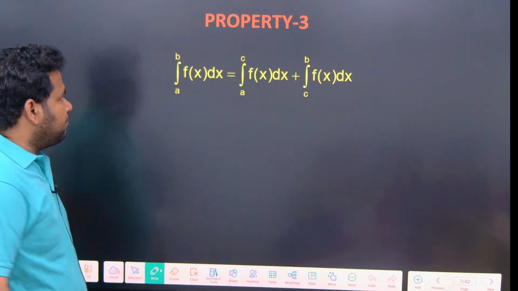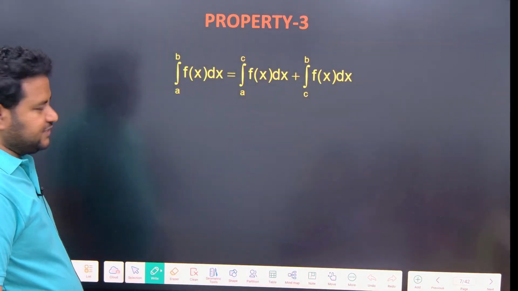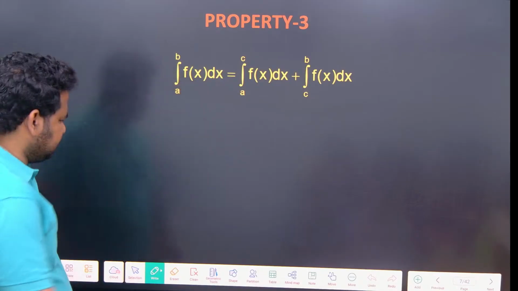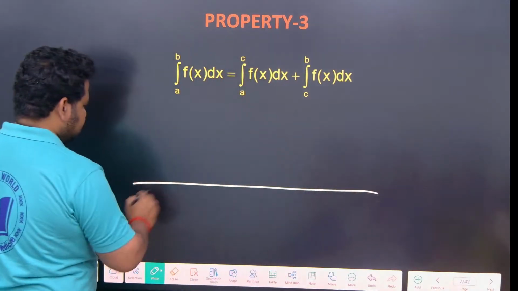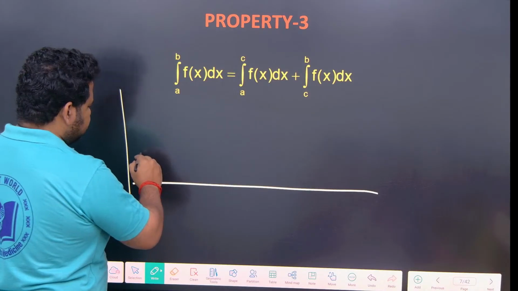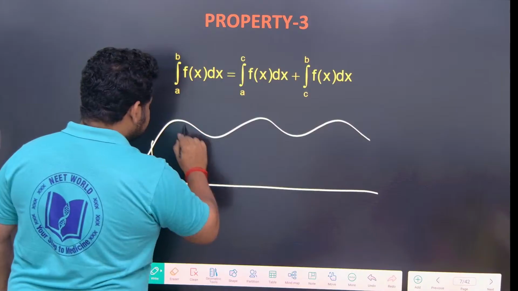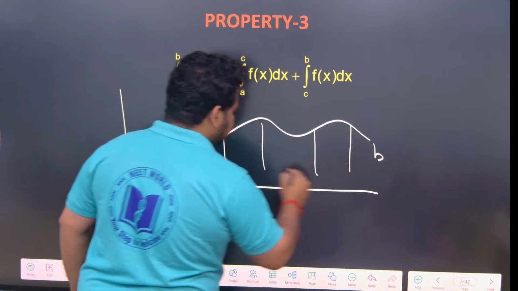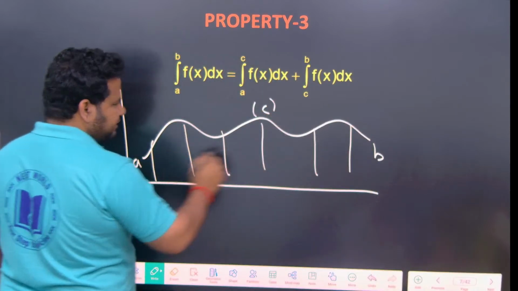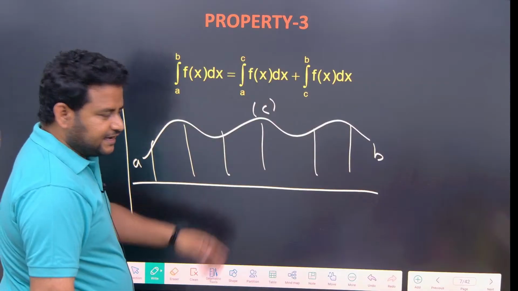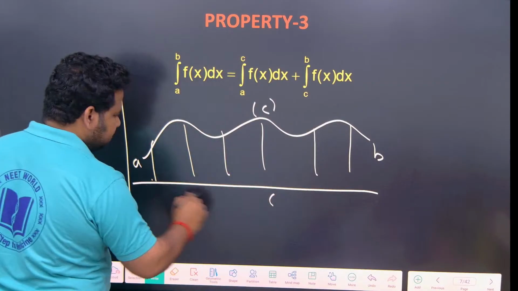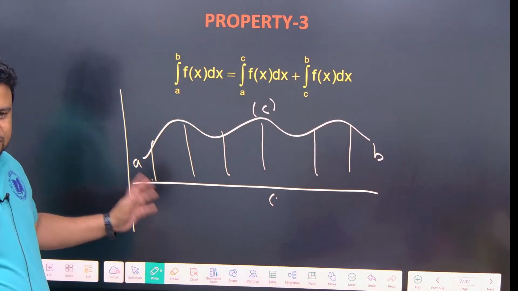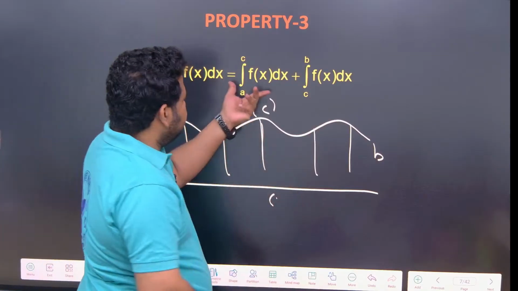Now property 3: the integral from a to b of f of x dx can be written using some value c. See here, this is the coordinate axis and this is the curve. This is the area under the curve, from point A to point B, and let this be point C. If you want to find the area from A to B, instead of finding it directly, you can take it from A to C, and then from C to B. That will give the same area. That is the meaning of this property.